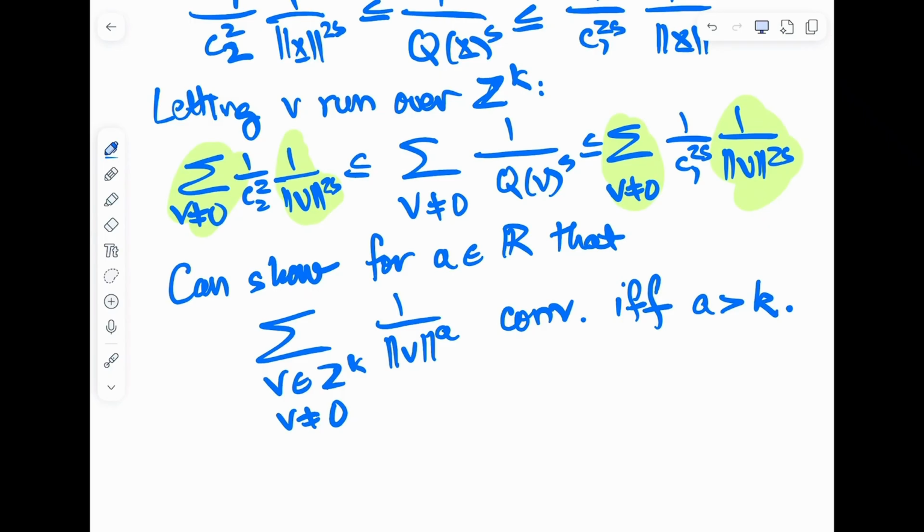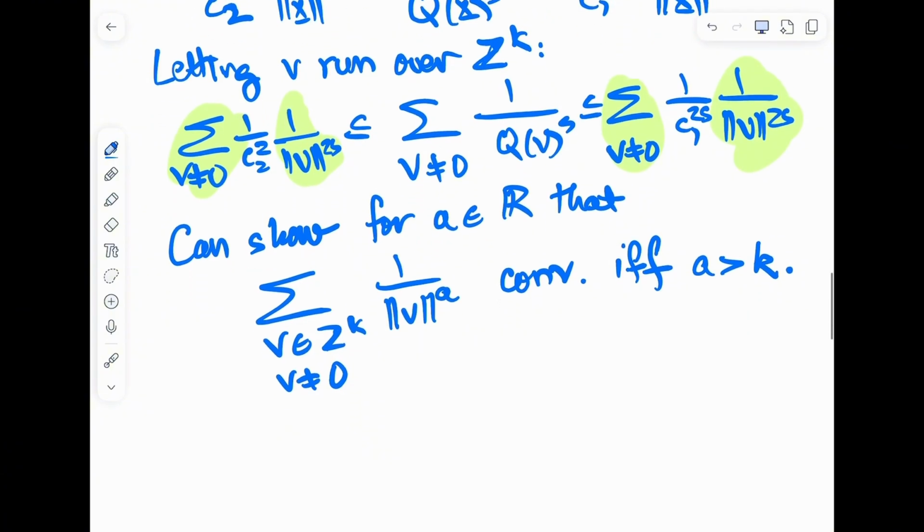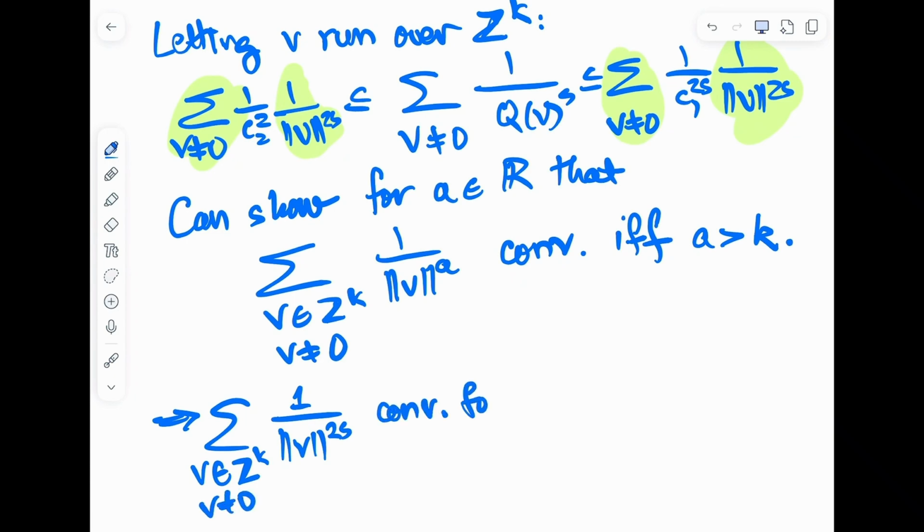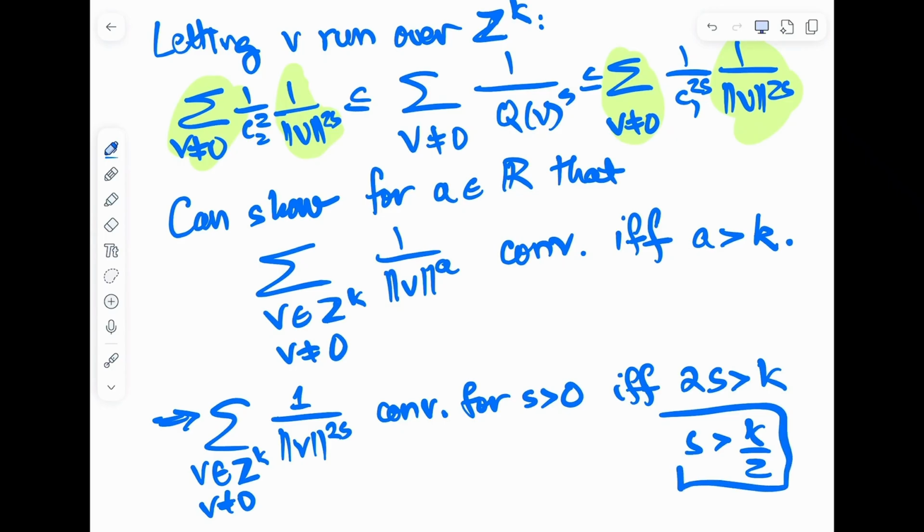Right? This is basically saying the zeta function converges when the exponent is bigger than 1. Yeah? And so with our quadratic form raised to a power s, taking the exponent to be real, we were relating it above and below to summing the reciprocal length squared. So the sum of the reciprocal lengths to the 2s converges for s greater than 0 if and only if the exponent 2s is bigger than k. So s is bigger than k halves. So that's where you get that from.